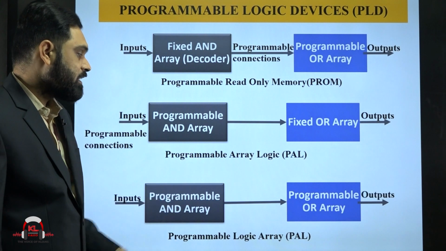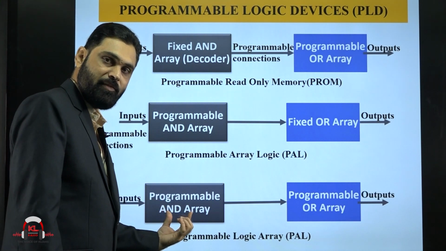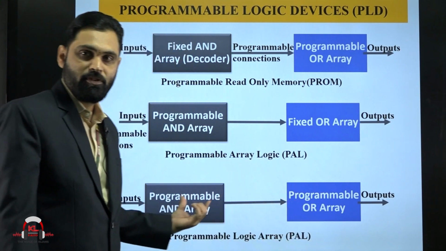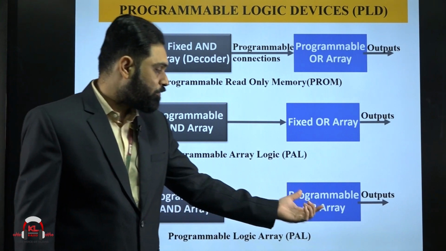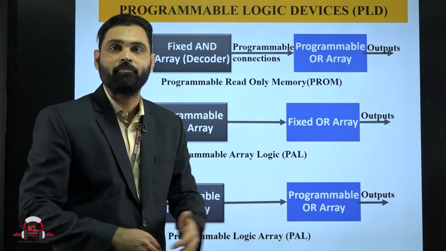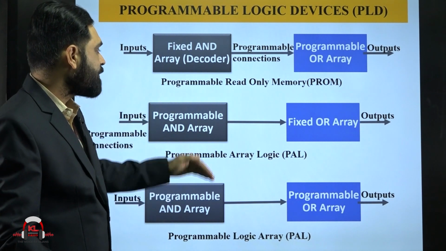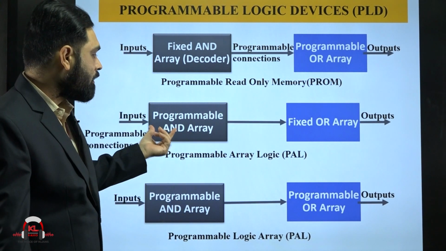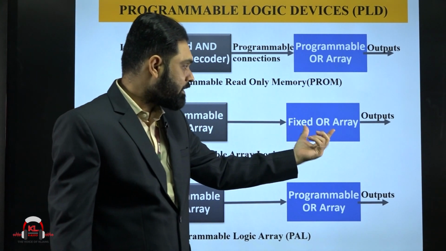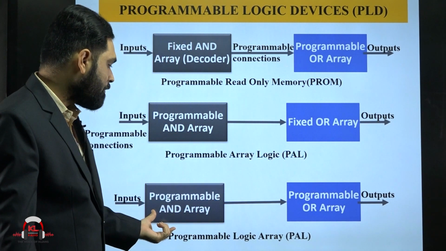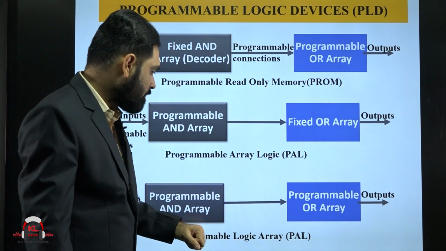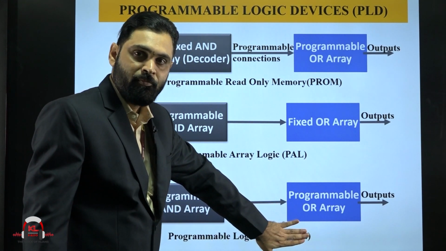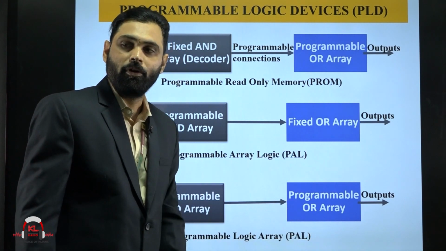Next one is the programmable logic array. On the AND gate side you have the flexibility, you can connect to any, and on the OR gate side also you have the flexibility. That means on the input side you can switch, on the output side also you can switch, you can make your own arrangement here. So these are the three types we have. In the PROM, AND gates are fixed, OR gates are programmable. In PAL, AND gates are programmable, OR gates are fixed. And this one is the programmable logic array, PLA, not PAL. In a programmable logic array, both are programmable.